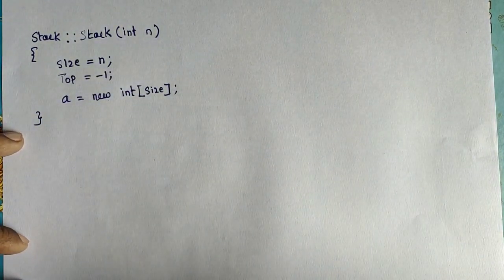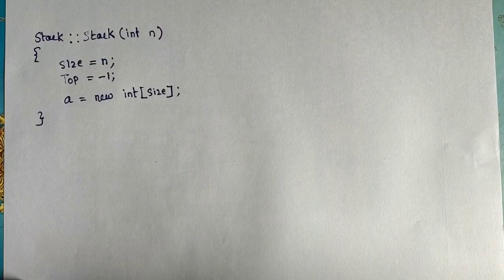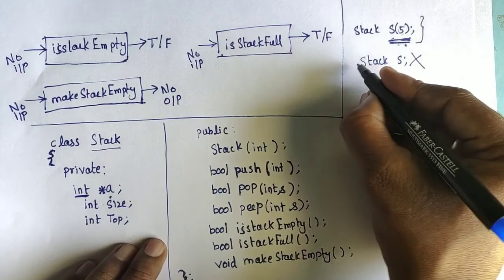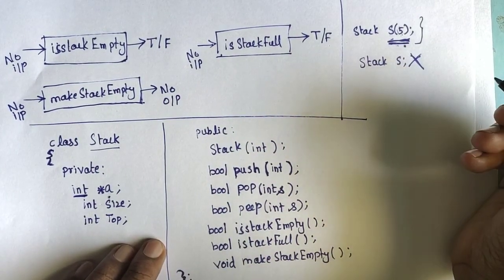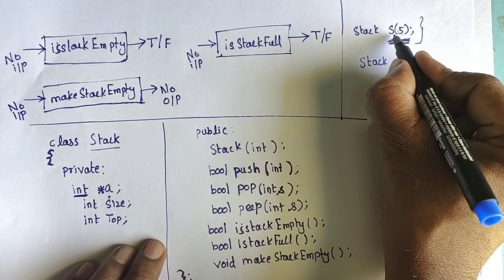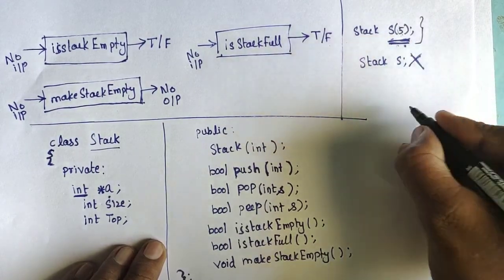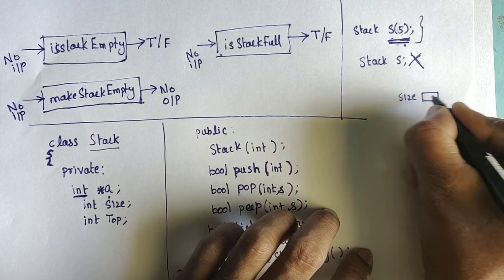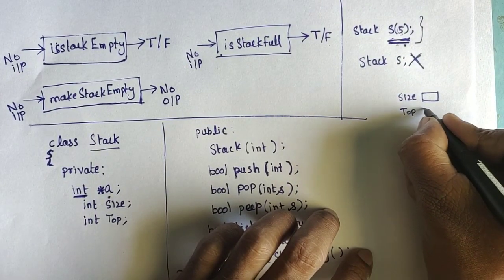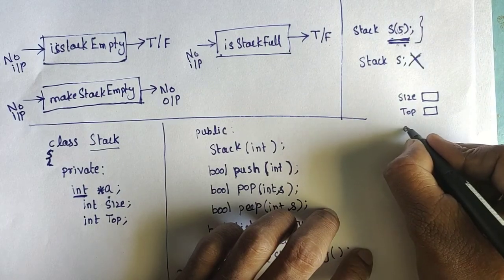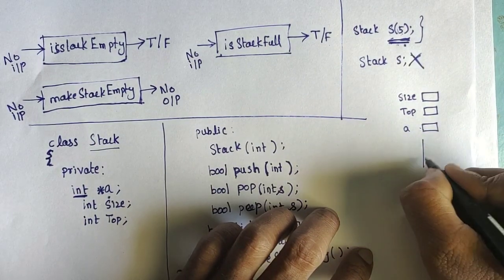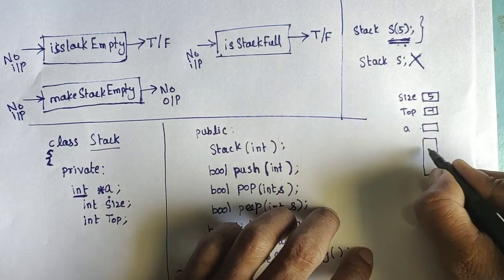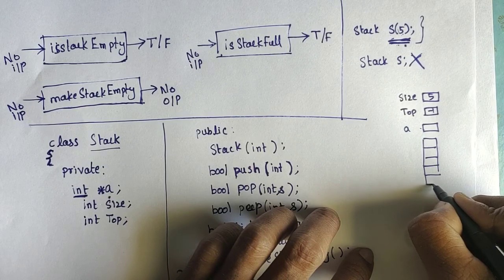Okay, that's all. So when we are creating s of 5 in the main, this is not going to be used. When we are creating a stack s of 5 like this, the size memory will be created, and the top memory will be created, and then the array memory locations will be created. So 5 and -1, and 5 memory locations will be created like this.